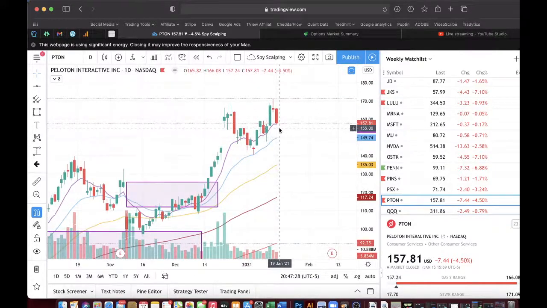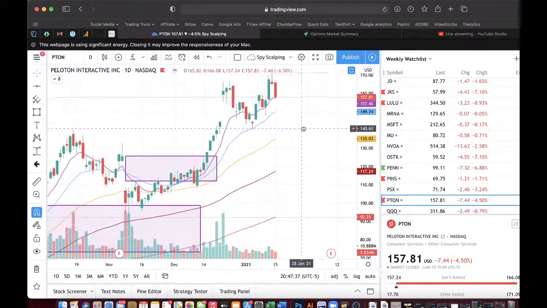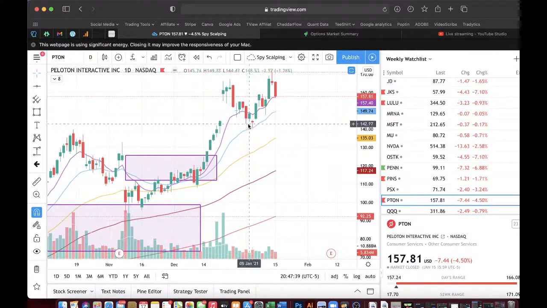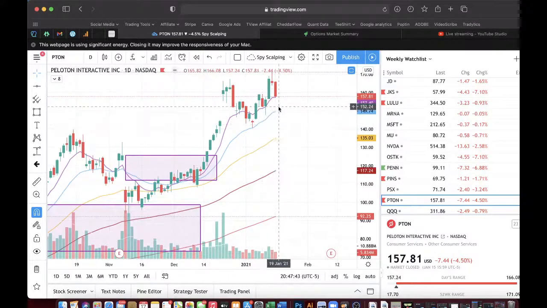This setup is almost like a tweezer top, but this doji here, reversal candle, back down to that 9 EMA. The 21 EMA is going to be where you see some buying pressure. Obviously, you have that reversal doji here. You have some buying support here. So I actually like Peloton short here back until 150.